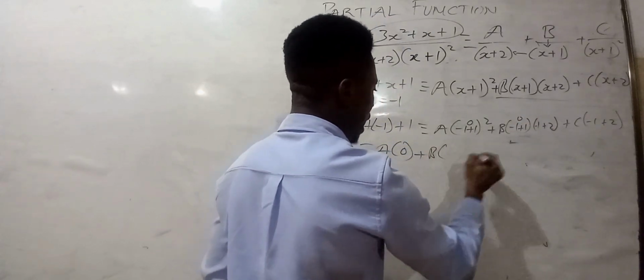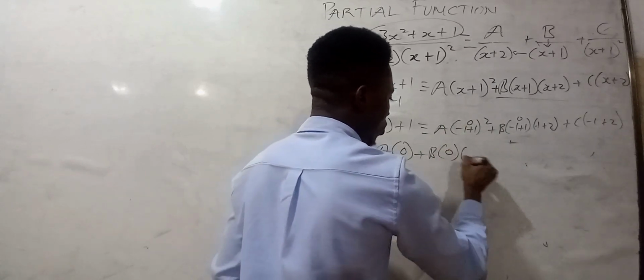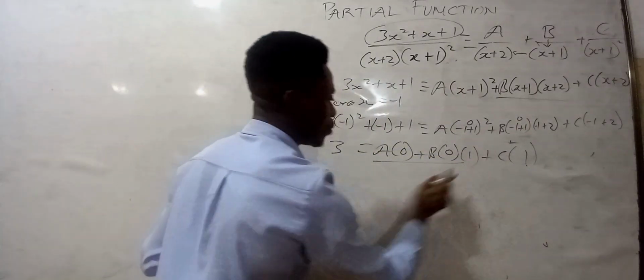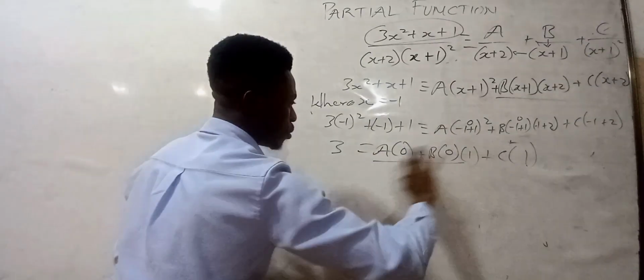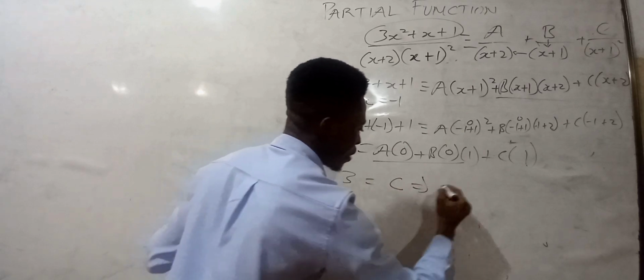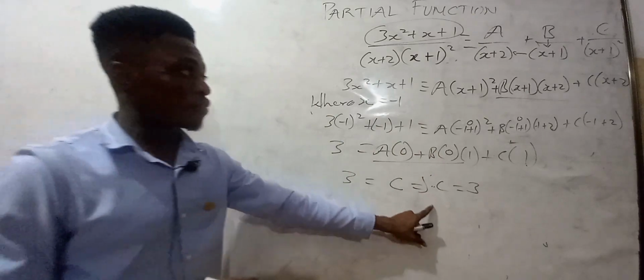So I told you, anytime you eliminate one, the B will be affected. So here will be 0, 1 plus C into bracket 1. So all this will be 0. Since they are 0, they cancel off. So we get 3 being equal to C. So C is equal to 3. That's the answer for C.